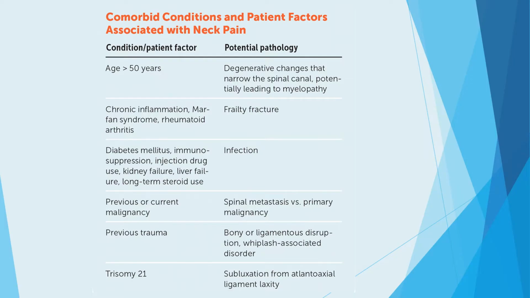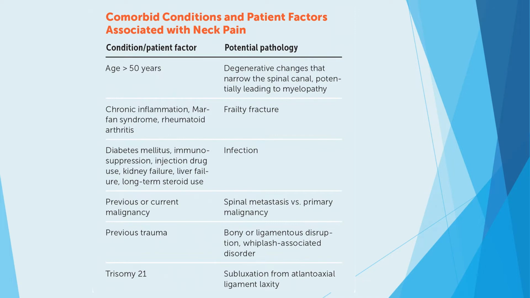Comorbid conditions and patient factors associated with neck pain. If the patient is more than 50 years of age, pathology could be degenerative changes that can lead to myelopathy. If the patient has a history of chronic inflammation, Marfan syndrome and rheumatoid arthritis, pathology could be fragility fracture. If the patient has a history of diabetes, IV drug use, kidney failure, liver failure and long-term steroid use, pathology could be infection.